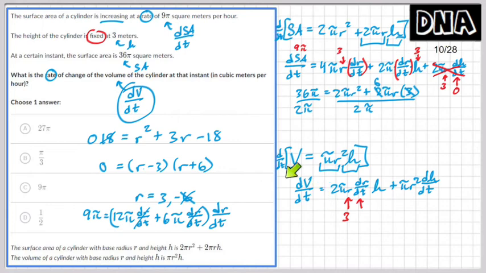Now I'm going to take out the dr dt. Okay, guys, what do I get? What is 12 pi and 6 pi? 12 pi, 6 pi. That's 18 pi. So I have 18 pi times dr dt equals 9 pi. So what is dr dt going to equal? That equals 1/2. Yeah, we would divide both sides by 18 pi. The pi's cancel out. 9 over 18 simplifies to 1/2. All right, we got 1/2 for dr dt.